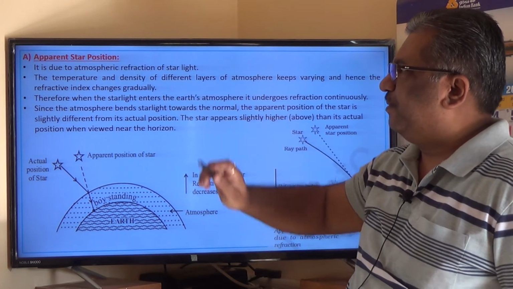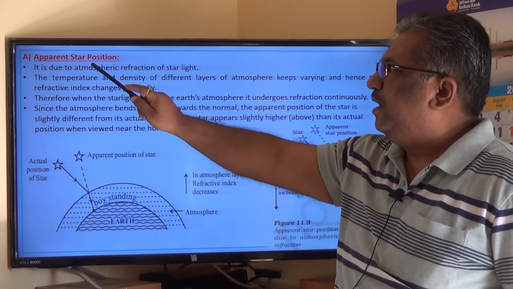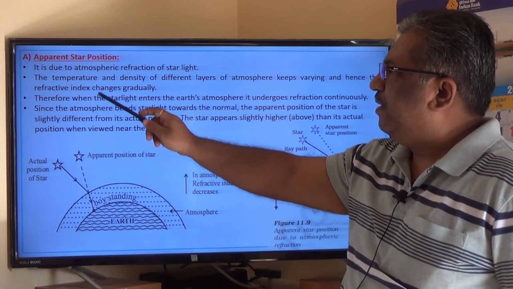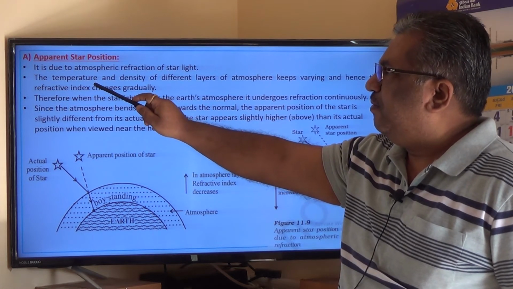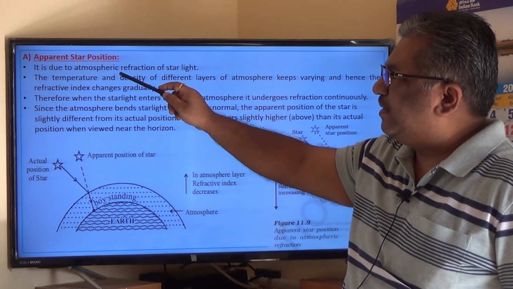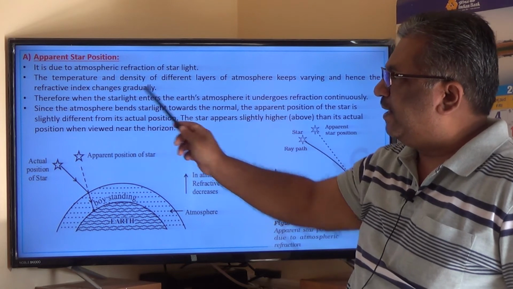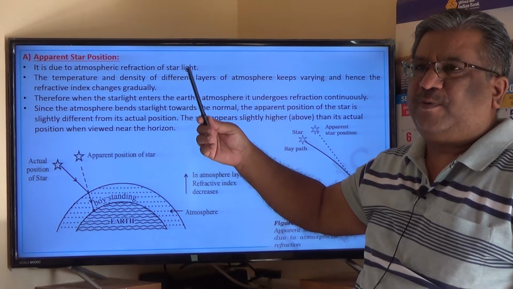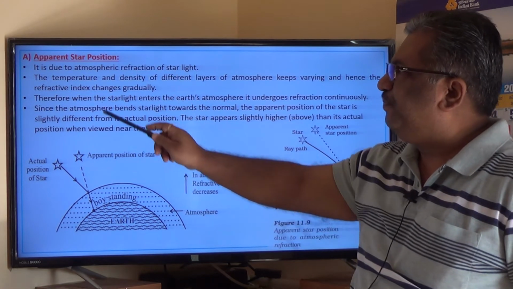Apparent star position. First of all, it is due to atmospheric refraction of starlight. Now, why this atmospheric refraction takes place is explained in these paragraphs, and also because of the refraction, the star's position is slightly above. The apparent position is shifted from the actual position.